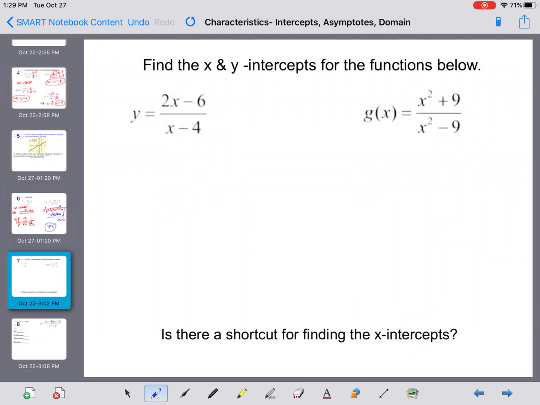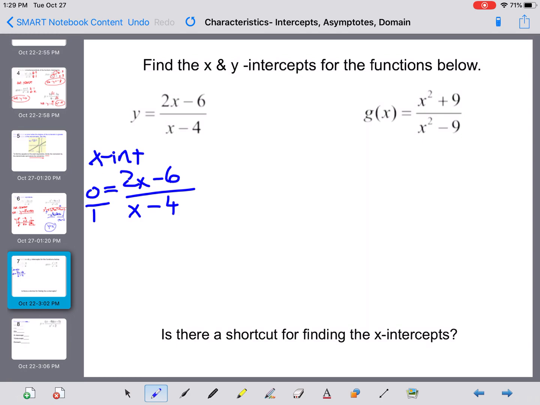The last information we need to find are your x and y intercepts. And so finding your x and y intercepts, you want to do the same thing as we always have. So for our x-intercepts, we want to plug in 0 for y. So we would say 0 equals 2x minus 6 over x minus 4. And then here we can cross multiply.